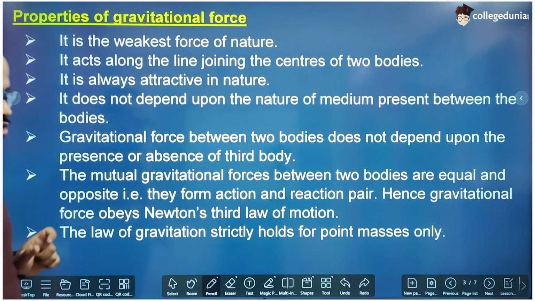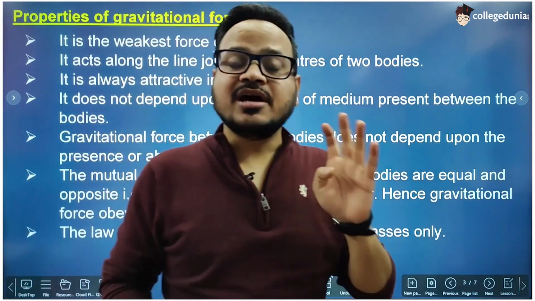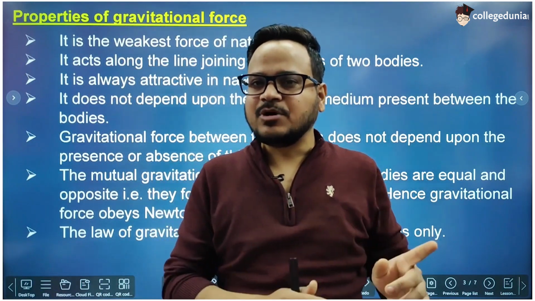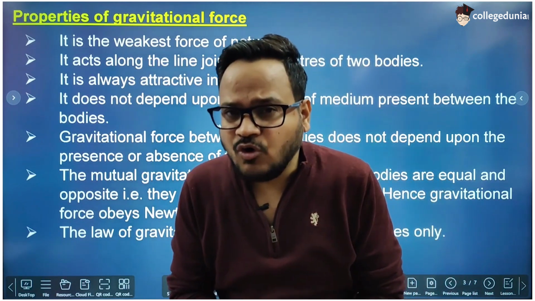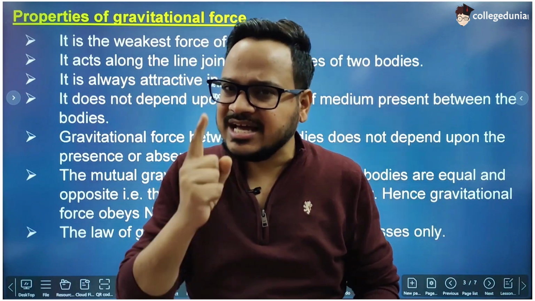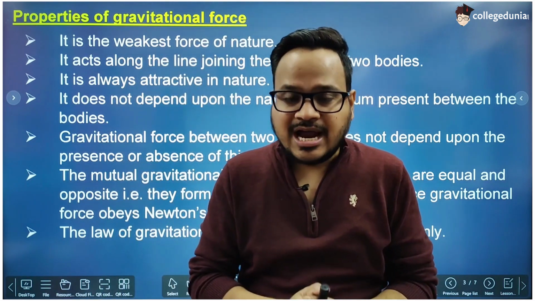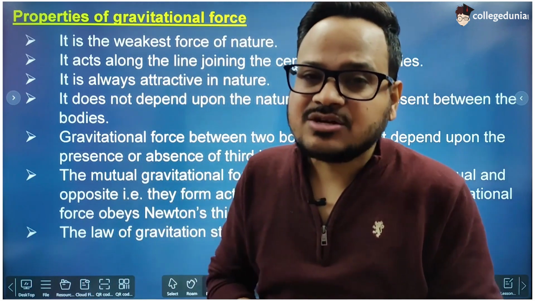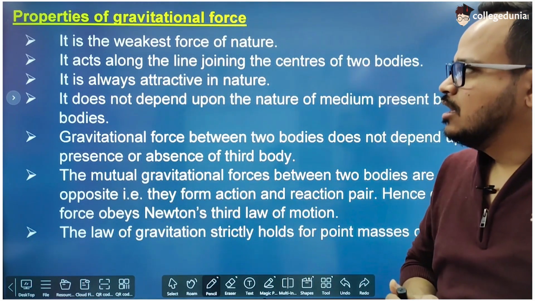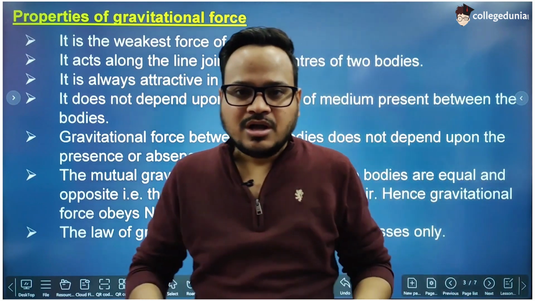It is the weakest force of nature. You must have studied there are 4 types of forces. In chapter 1 it was mentioned that there are 4 fundamental forces in nature: gravitational force, weak nuclear force, strong nuclear force, and electromagnetic force. Out of all these 4 forces, the weakest one is gravitation, right? This can be easily shown now, right?